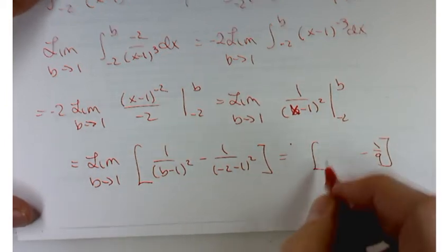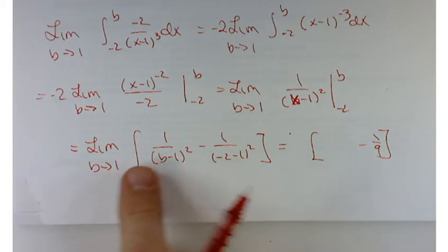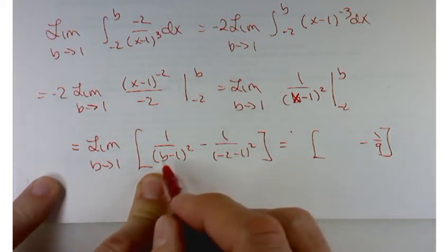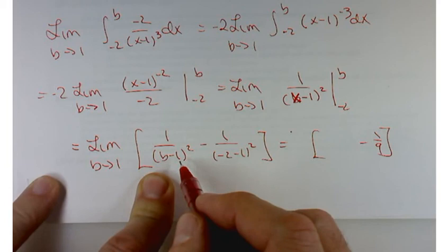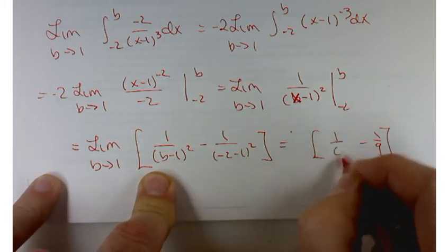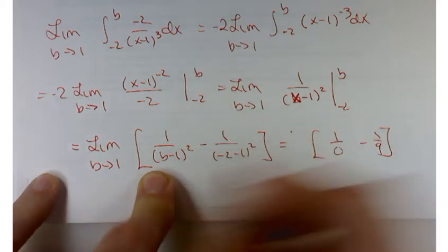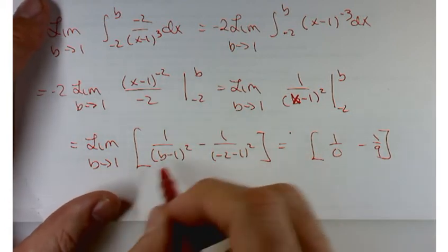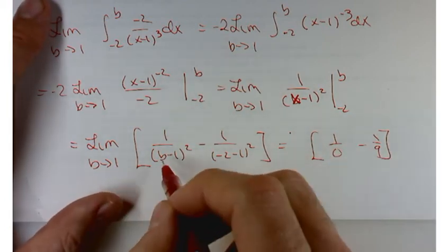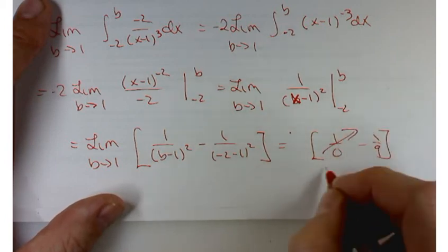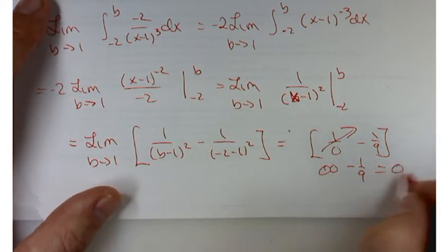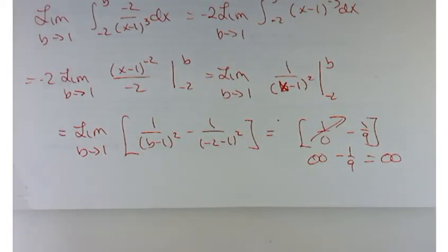Minus 1/9. But what happens to the first part? As b approaches 1, what's going to happen to the denominator? What's this going to get close to? 1 minus 1 would be 0. So you're going to end up with essentially 1 over 0, which generally speaking we have to play around with. But in this particular case, as you get close to 1, the limit is getting close to infinity. So infinity minus 1/9 is still infinite. You have an integral that diverges.